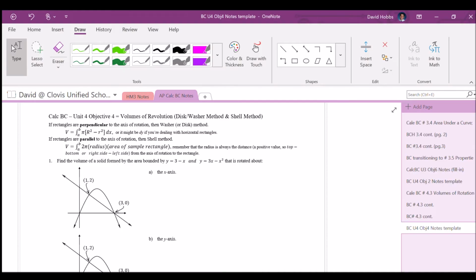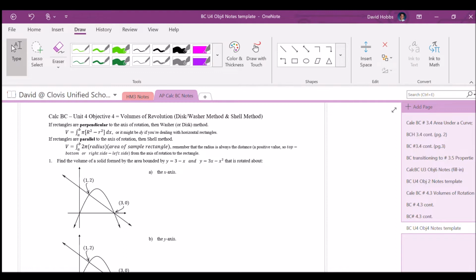This is AP Calculus BC, Unit 4, Objective 4. We're doing more volumes of rotation or revolution. The last set of notes we were focusing on rectangles that were specifically perpendicular to the axis of rotation. But sometimes we really need the rectangles to be either vertical or horizontal, and yet that's not working out to be perpendicular to the axis of rotation. So because of that, we're able to figure out another way to do it.